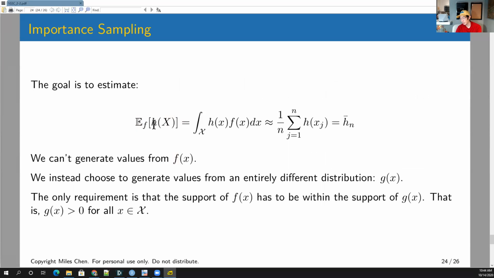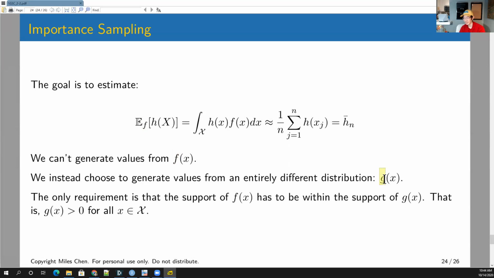We want to estimate the value of this function h of x, and x comes from this random distribution f, but we don't know how to generate values from f. So I can't do my old strategy of just generating a bunch of values from f and then applying h and taking the mean. So instead we're going to say, well, I don't know how to generate values from f, but I do know how to generate values from g, okay?